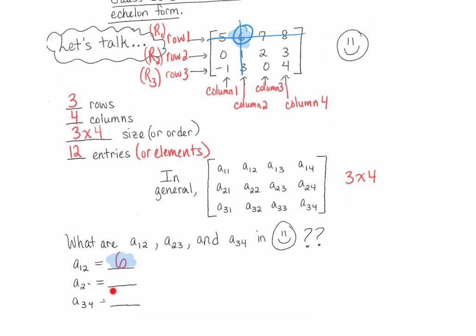A23, what is it? 2. How did you find it? Second row, third column. Second row. That's not a row, that's a what? Column. Second row, third column, so right here. You got it. Very good. Last entry means we want the entry in the third row, fourth column. Third row, fourth column, what do we get? 4. Very good.